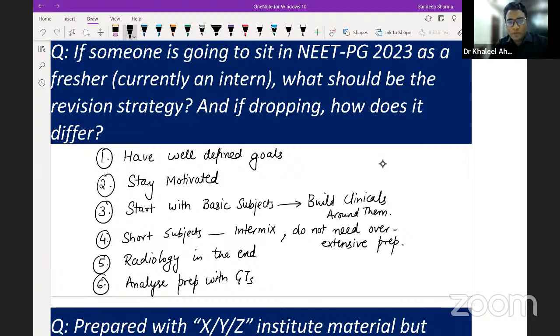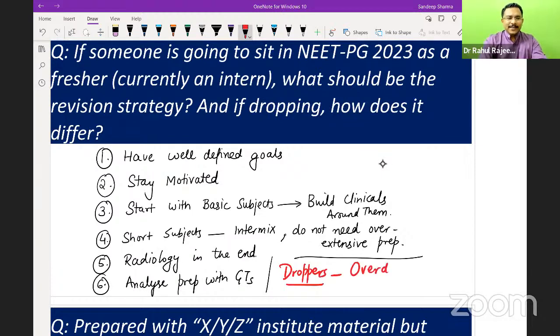Many people who drop also did not find enough time to do MCQ practice. So that is one thing I would suggest to them: along with their theory, increase the time for MCQ practice in their drop year. And any other suggestion from Rahul, sir? No, sir, perfectly said. You have summarized all the important points. I completely agree with this.